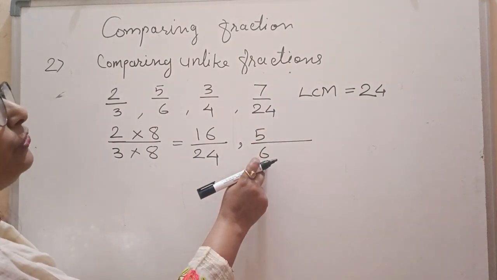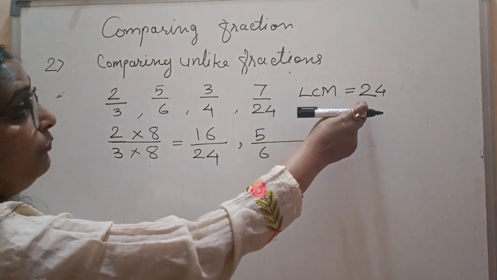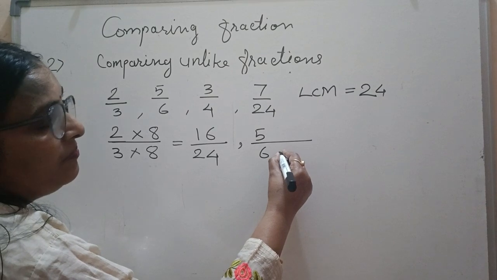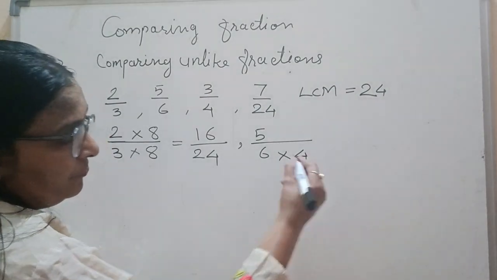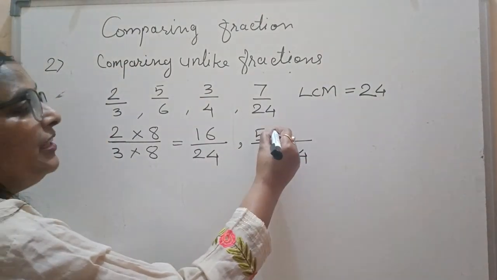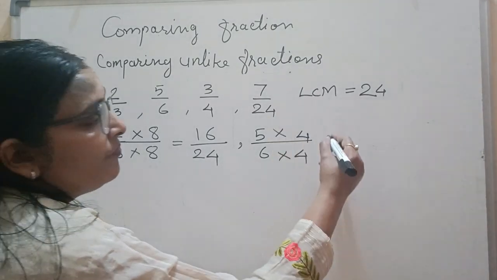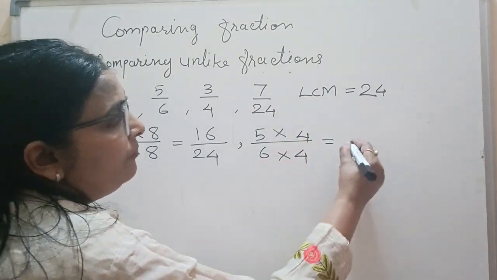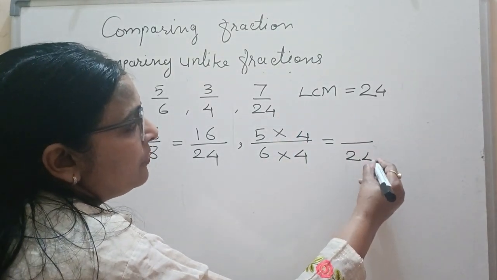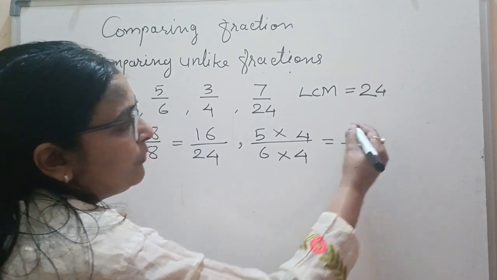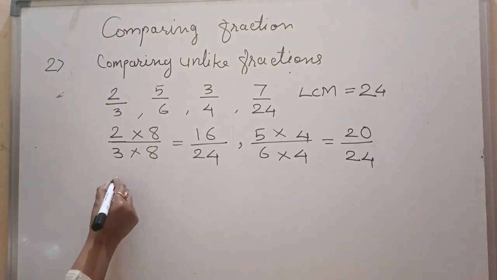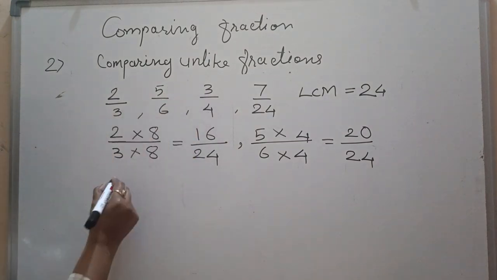Now by which number are you going to multiply to get 24 here? By 4. Okay. So here also by 4. Then what will you get here? 24, and here 20. Next I am taking here 3 by 4.